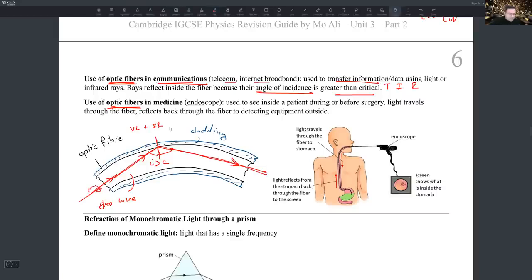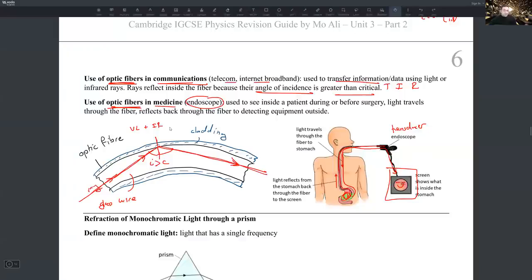The other application is in medicine. We call this an endoscope. In Arabic, for those who know Arabic, منظار. That thing, that cable that they put inside you in a surgery, it goes inside. And then that endoscope, which we call a transducer, remember that word, emits light, goes inside your stomach, lights it up. The light reflects back through the fiber and to the detector outside. So it shows on a screen. And then you can see what's inside your body.